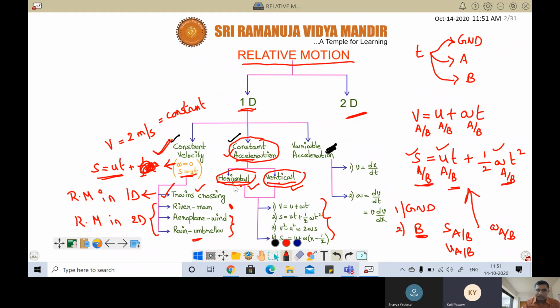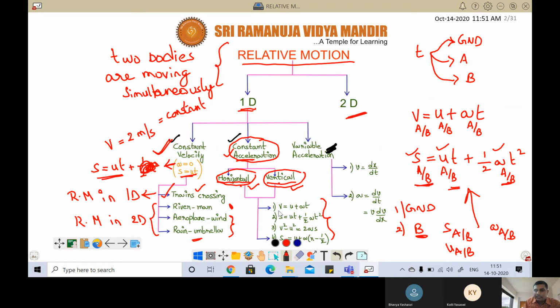So now let us see horizontal motion and vertical motion. Basically, this relative motion topic we use whenever two bodies are moving simultaneously. When two bodies are moving simultaneously, it is very difficult to solve from the ground frame. That's why we have this method.